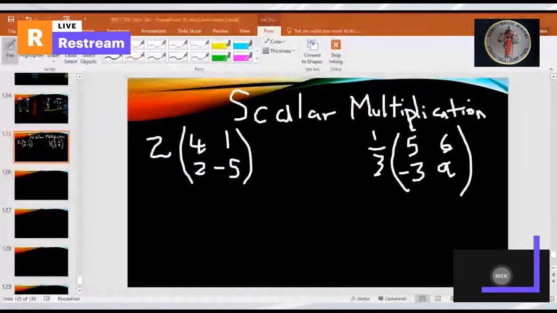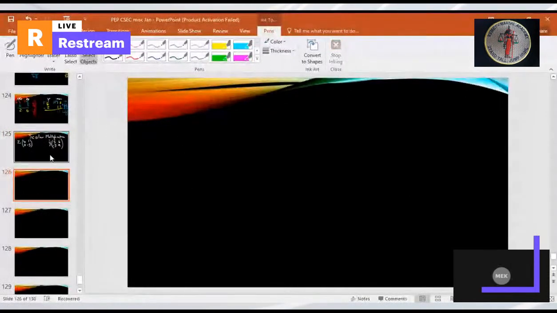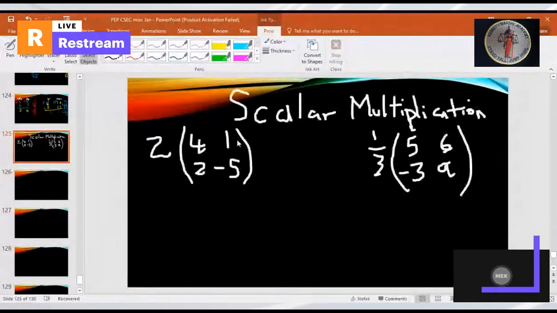So we look at the order of the matrix. For this matrix, it's a 2x2. So we have 2 rows. The 4 and the 1 are in 1 row. The 2 and -5 are in another row. So that's 1 row, 2 rows. And the columns go vertically, while rows go horizontally. So the 4 and the 2 are in 1 column. The 1 and the -5 are in another column. So 2 rows, 2 columns.